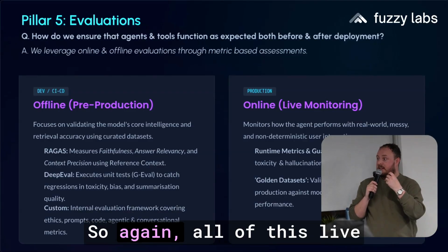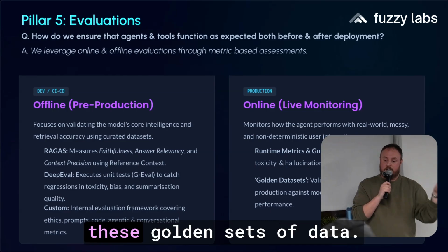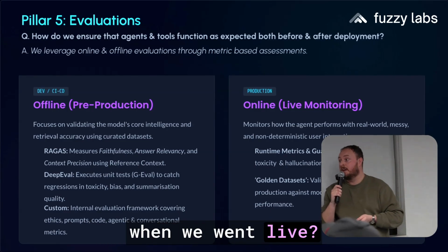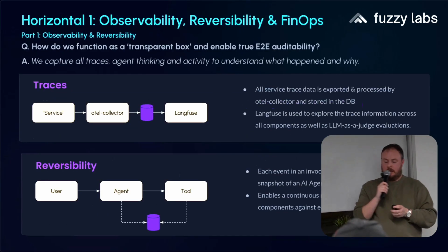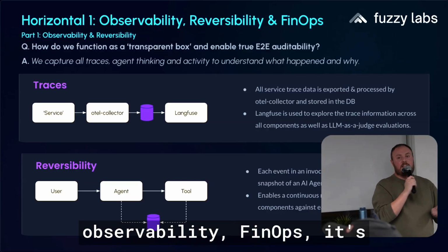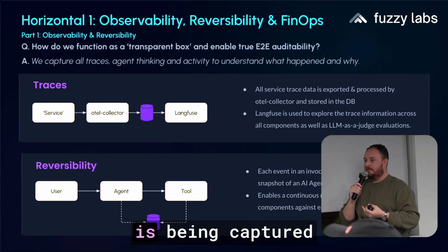of which there could be model drift. So again, all of this live monitoring gives us the ability to check versus these golden sets of data: are we still performing in the way that we expected when we went live? It also provides a bit of a regression set when we do model changes as well. And then reversibility, observability, FinOps. It's just standard stuff. So like OpenTelemetry, everything is being captured.